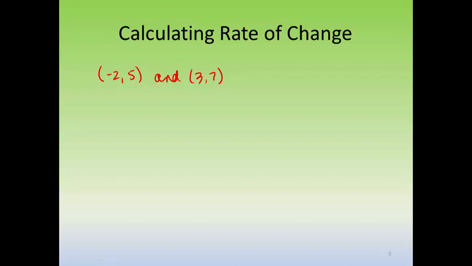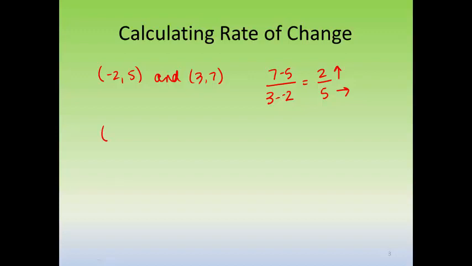We would go ahead and subtract the y's first. So maybe I would do 7 minus 5 over 3 minus negative 2. This gives me 2 over 5, or 2/5. We do not want to necessarily put this into a decimal. We'd want to leave it as a fraction because it does tell us that for every 2 we move up, we must move over 5. Okay, let's go ahead and try another set.